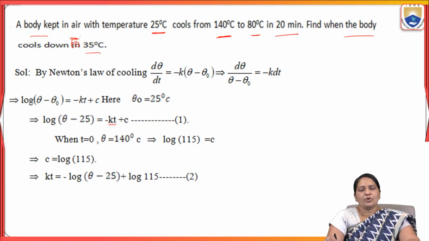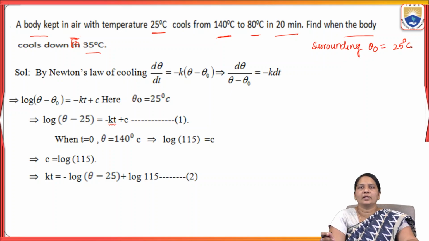So here a body kept in air. That means the surrounding temperature. What is the surrounding temperature? Surrounding temperature theta naught, we are taking theta naught as 25 degrees C. After that, first we have to analyze the data, so then it is easy for you to calculate the problem. What is the given data? What are we going to calculate?